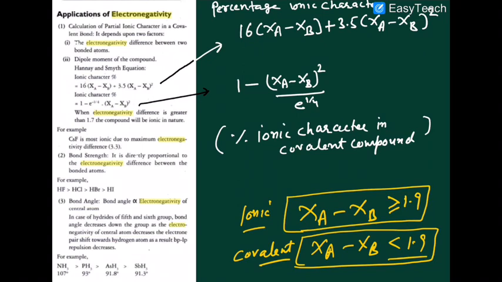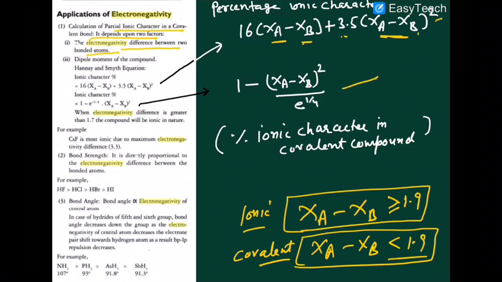So electronegativity values are determined by these particular values. So this is called the Hannay-Smith rule. What is it called? Hannay-Smith rule. Calculation of partial ionic character in a covalent bond. The electronegativity difference between the two bonded atoms is taken into account. So 16 into the electronegativity of element 1 minus electronegativity of atom 2, plus 3.5 times the difference squared. You will get the percentage ionic character. If percentage ionic character is more than 50%, the bond is called an ionic bond. If the percentage ionic character is less than 50, it is called a covalent bond.